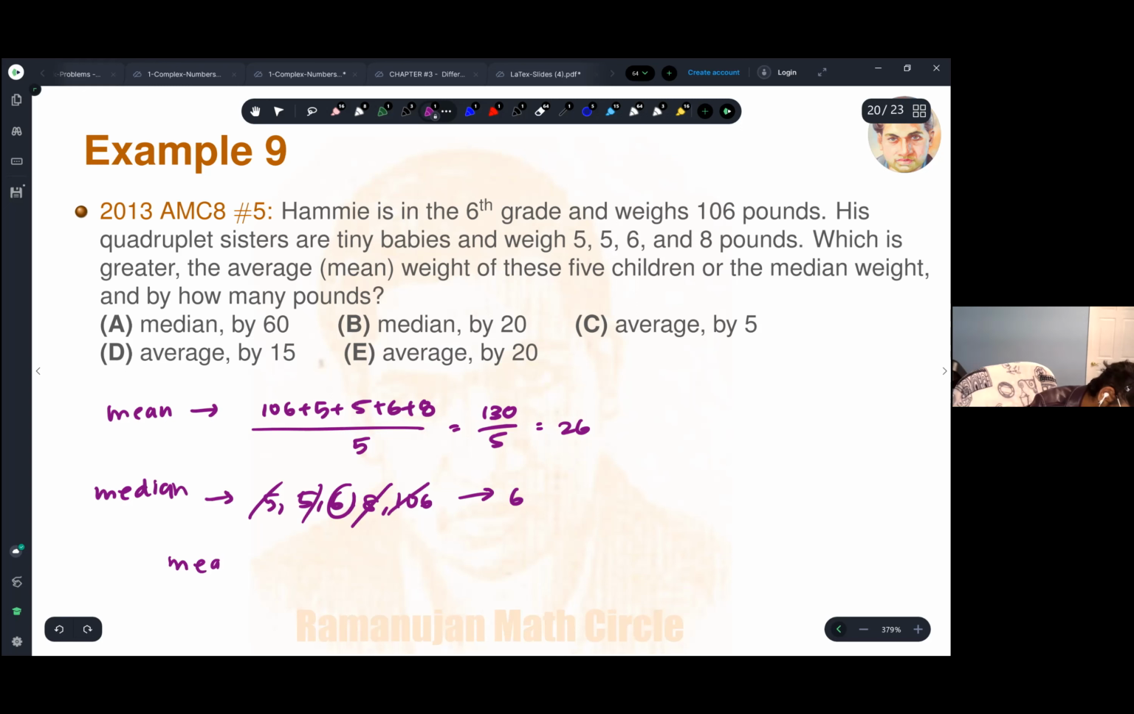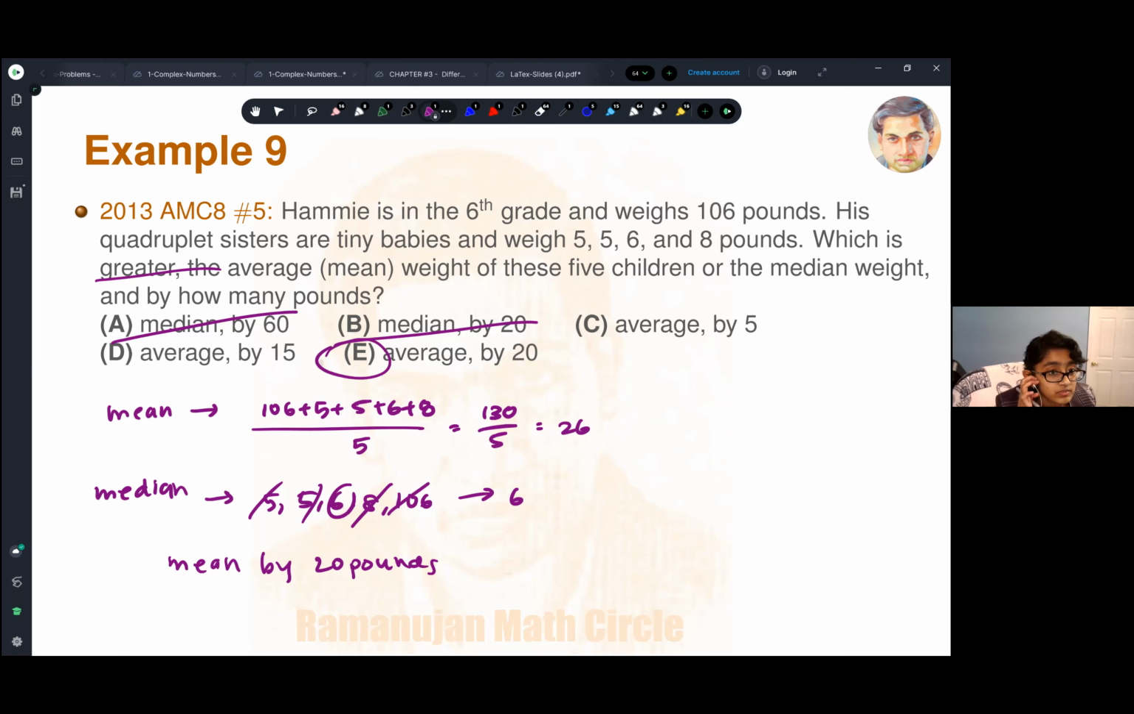So they're asking which is greater. Our mean is greater by 20 pounds. Again, mean is the average, so obviously median is not, so that's wrong. It's just the application of the definitions of mean and median, and then you just need to make sure you pick the right one and read the question correctly.